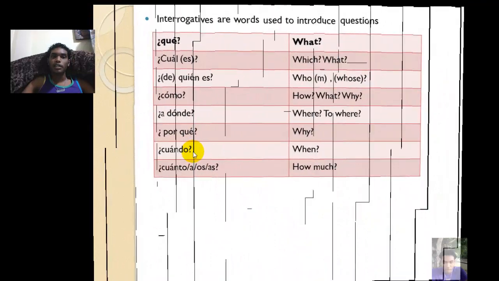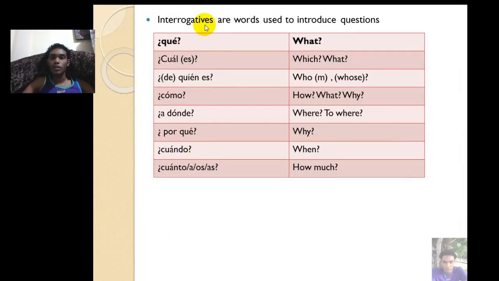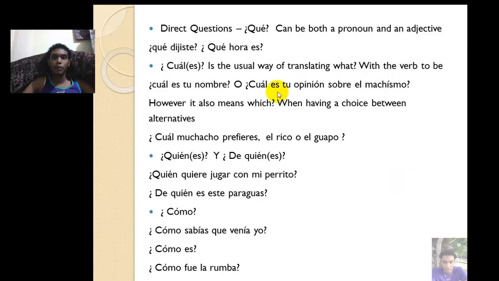Now we're on to interrogatives. These are words that are used to introduce questions. So you can take a quick pause and copy down these. Direct questions. Qué can be both a pronoun and an adjective. ¿Qué dijiste? ¿Qué hora es? Right? What did you say and what time is it? Right? This, however, is the usual way of translating what.